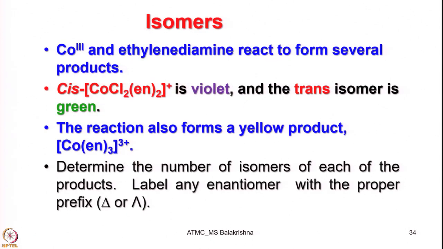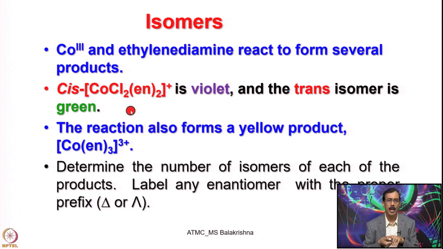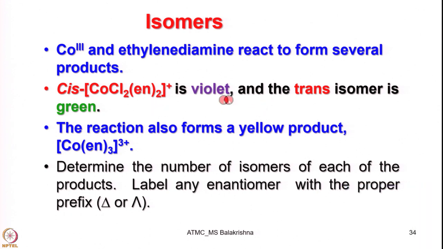Cobalt(III), when it is treated with ethylenediamine, can react in different forms and several products can be formed. One such compound, having 2 ethylenediamine and 2 chloride in the secondary valency, is violet, and the trans isomer is green. So that means when you are making this one, there is a possibility of formation of the trans compound, and the trans compound is green whereas the cis compound is violet.